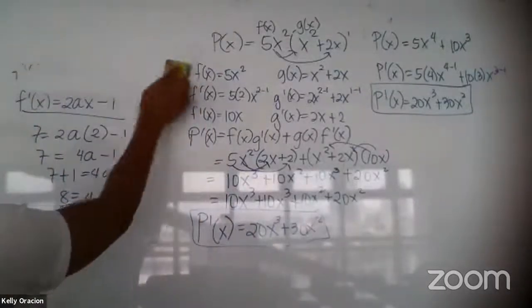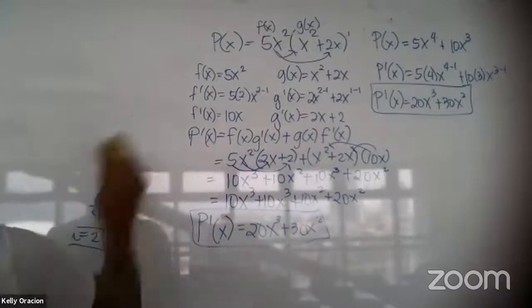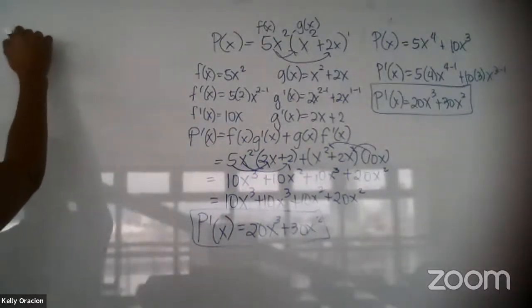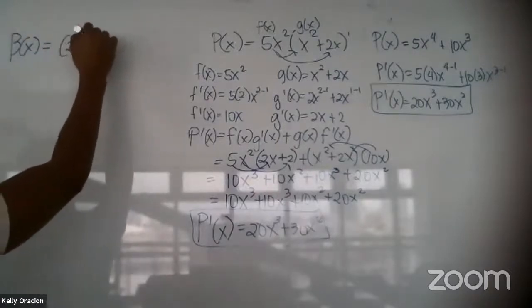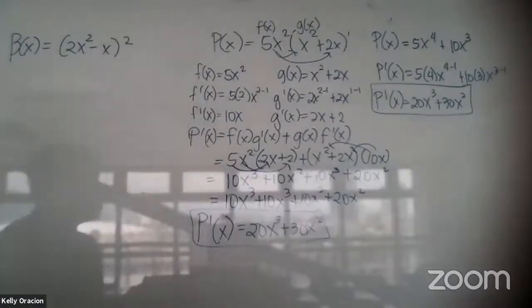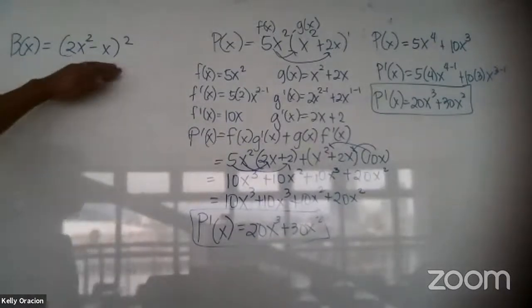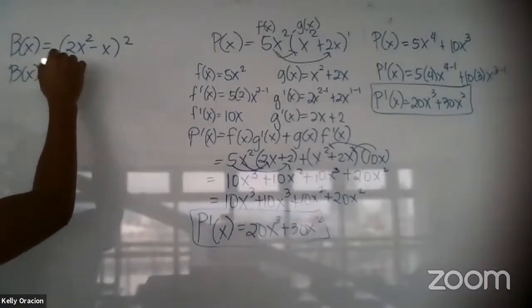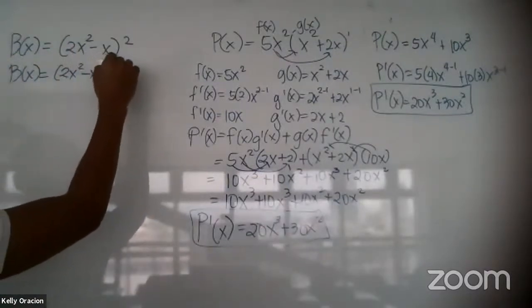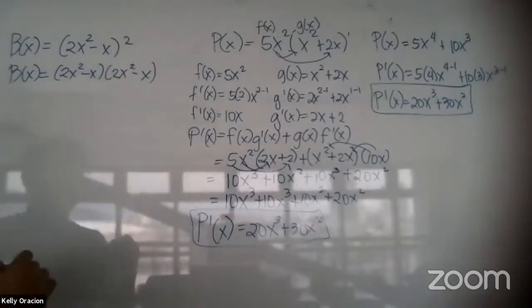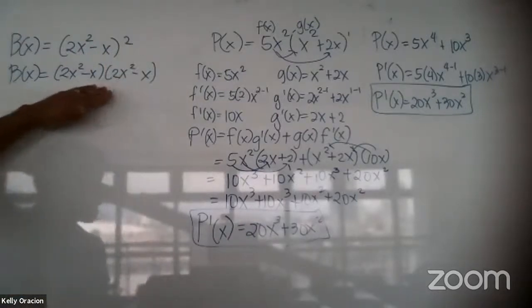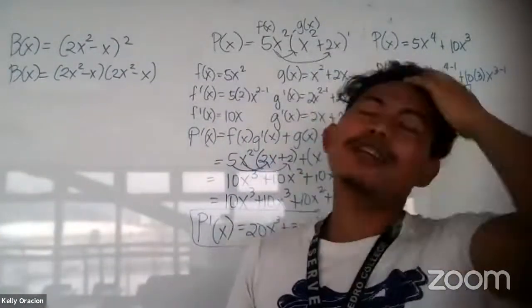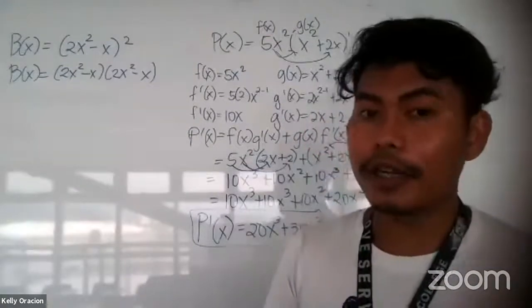So let's have another example. Here it is. In this case, this is 2x squared minus x times 2x squared minus x. Okay? So it is like this. Because it is squared, right? Squared, so twice. So you might say, sir, we will use the product rule.